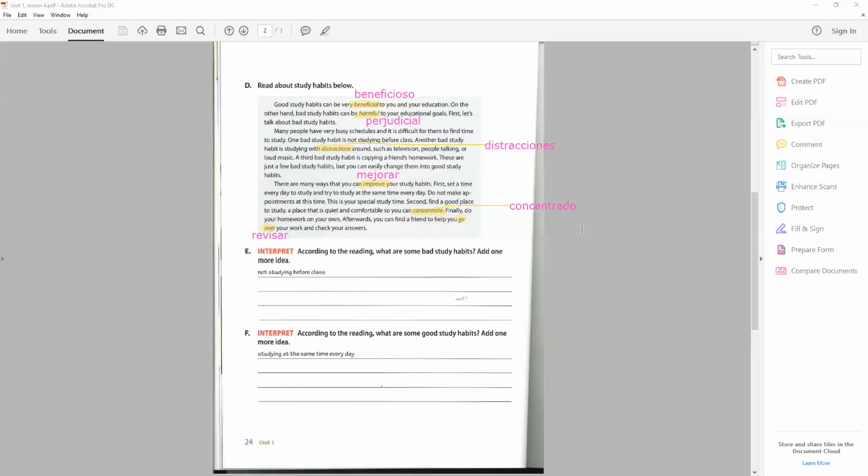Second, find a good place to study, a place that is quiet and comfortable so you can concentrate. Finally, do your homework on your own. Afterwards, you can find a friend to help you go over your work and check your answers.